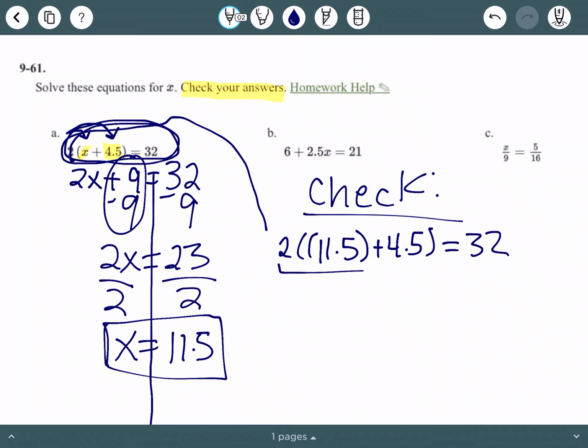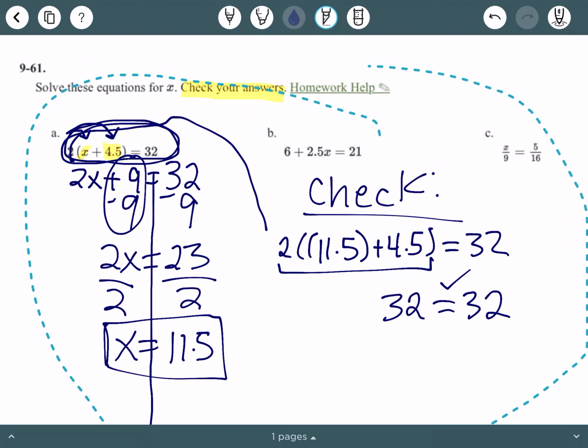All you have to do is plug this into your calculator, and when you do, you're going to get 32. 32 is equal to 32. Now, always, forever. So we are good. x equals 11.5. Now we can move on to part B.